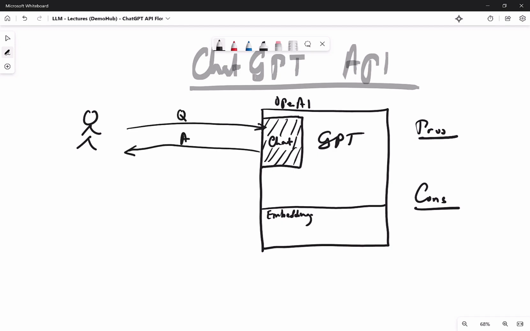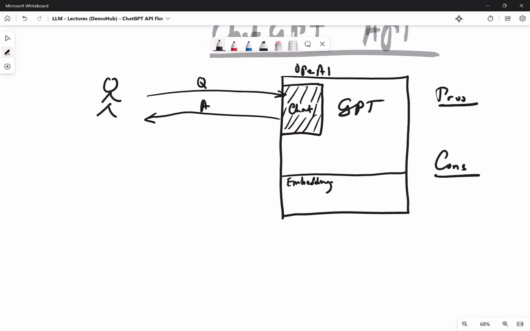But why and how is this different than going directly to GPT? Let's take a look at a couple of flows that could happen. A user comes in with a question, 10 birthday ideas.